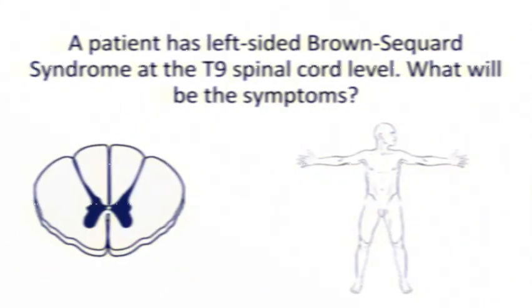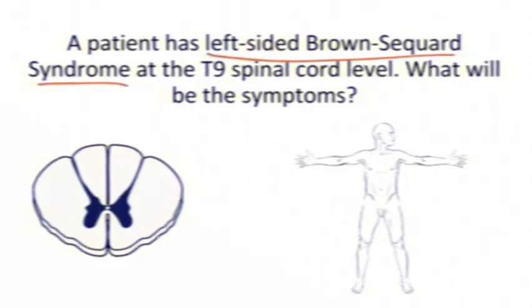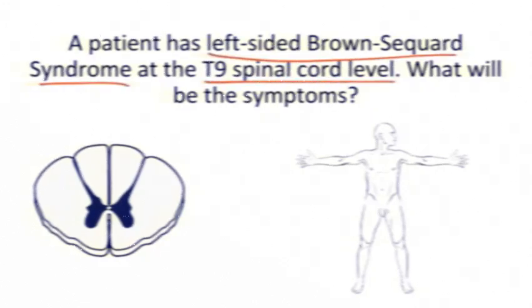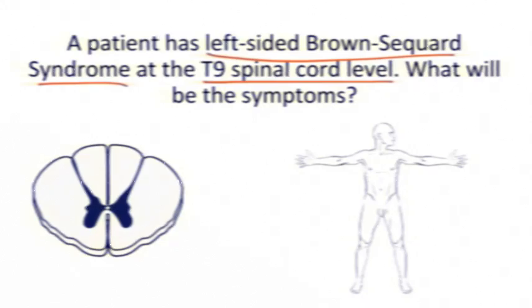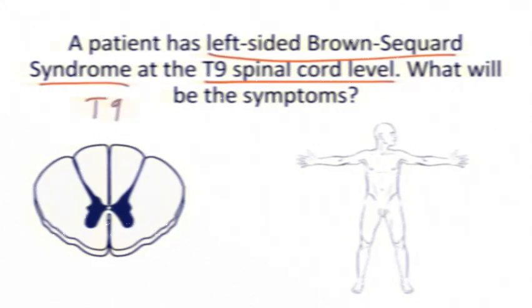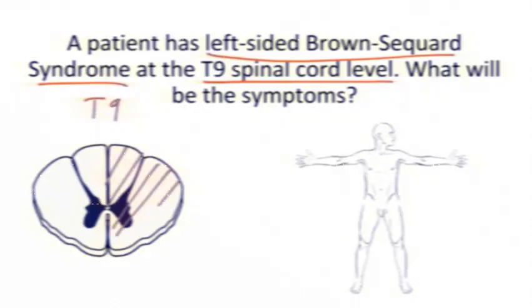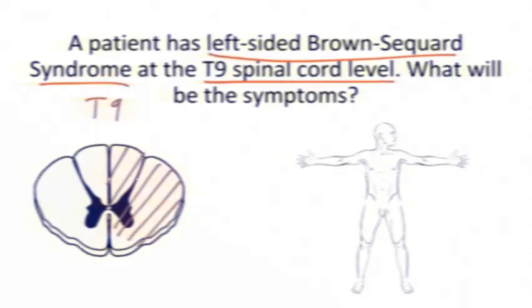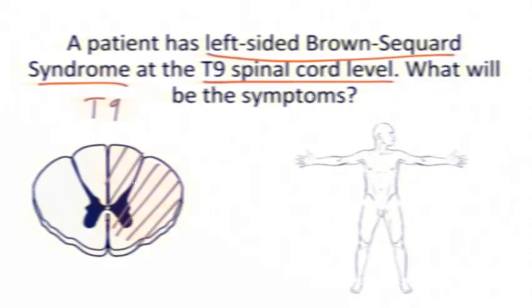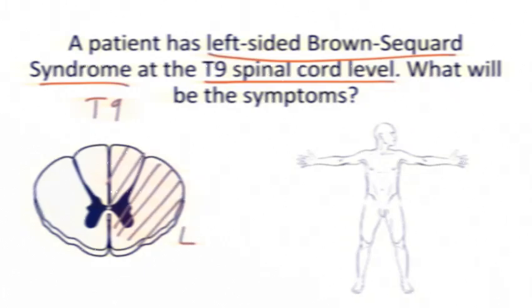So let's say a patient has left-sided Brown-Séquard syndrome. This is at the T9 spinal cord level. What will be the symptoms? Okay, so here we have a cross-section of the T9 spinal cord, and this portion would be totally damaged. And that's what Brown-Séquard syndrome is. So it's a complete hemisection of one side of the spinal cord. And so this is the patient's left, hence left-sided Brown-Séquard syndrome.